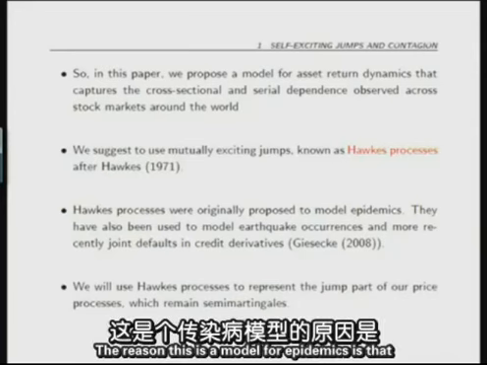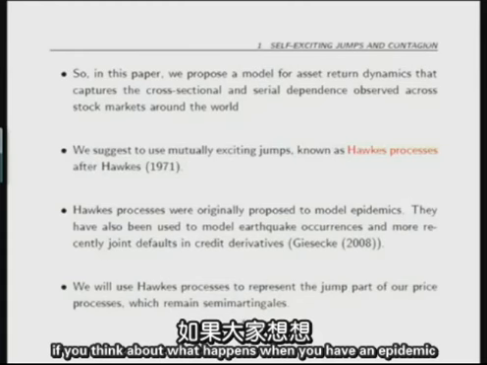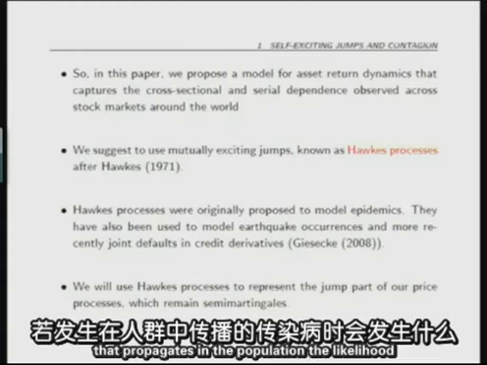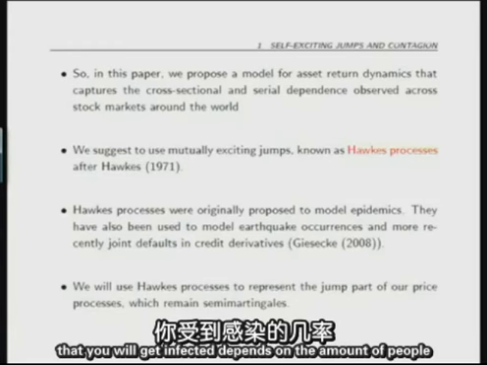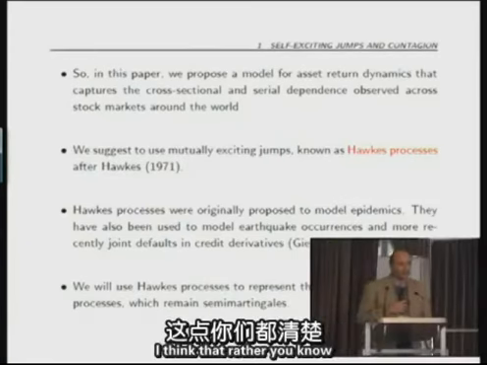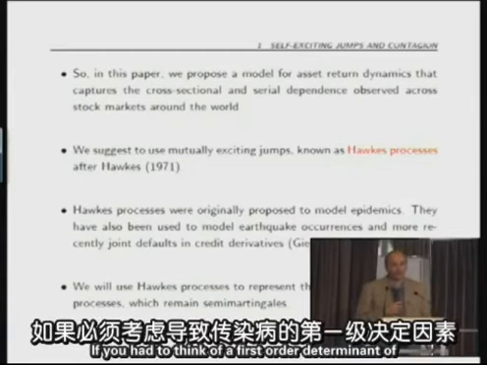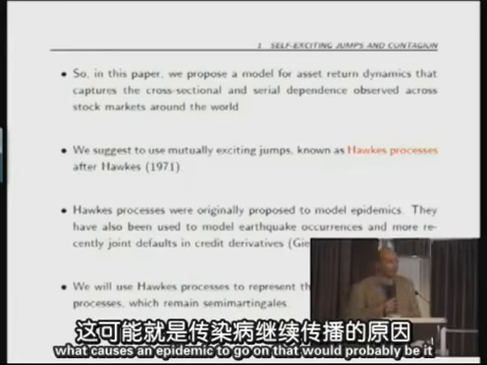The reason this was a model for epidemics is that if you think about what happens when an epidemic propagates in a population, the likelihood that you get infected depends upon the number of people who are infected around you. If you had to think of a first order determinant of what causes an epidemic to go on, that would probably be it.